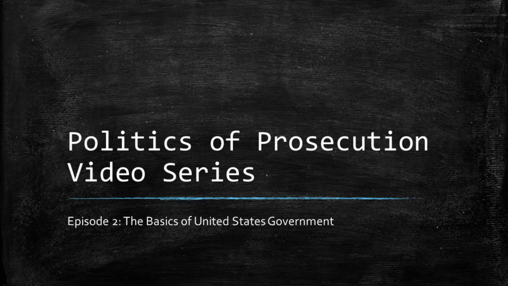In this episode, we're going to look at how governments in the United States are structured. As we talked about in the first episode, we have local, state, and federal governments. How do they work? What are their differences? What are their similarities? What are their powers? What are they allowed to do? What are they not allowed to do?